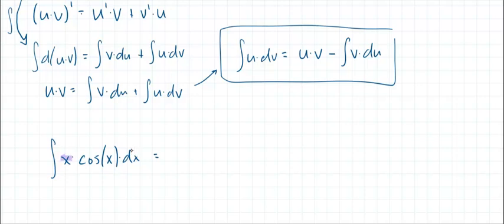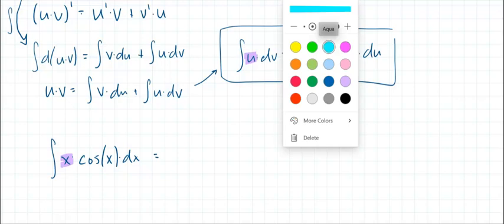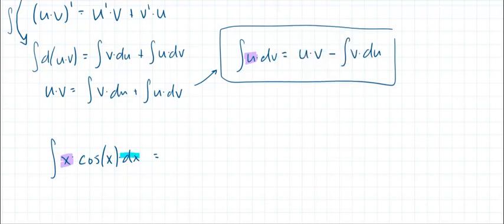So this right here is my x. That's going to be the u. And then we'll flip over to blue. So the cosine of x dx is going to be the dv.